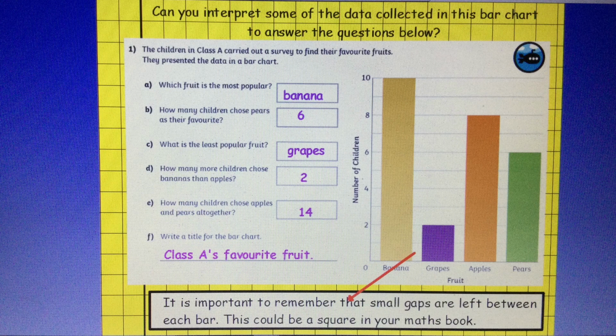And here are your answers. Obviously with F, there's lots and lots of different titles that you could have. I chose Class A's favourite fruit. You could have just chosen favourite fruit or the favourite fruit for Class A, but something along those lines would have been great. What you want to do is summarise exactly what the bar chart is all about. What data is it representing?